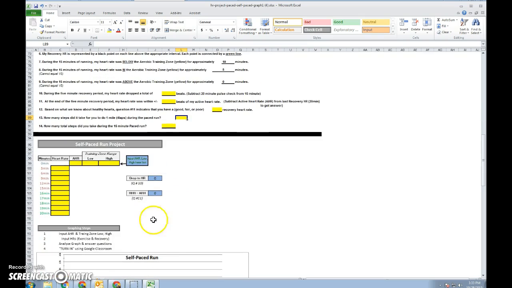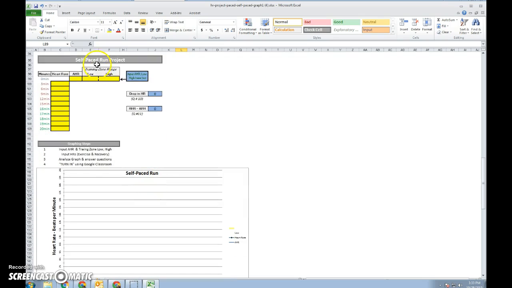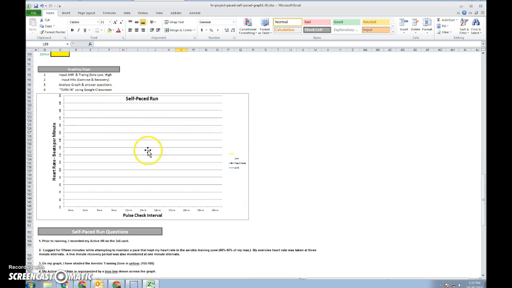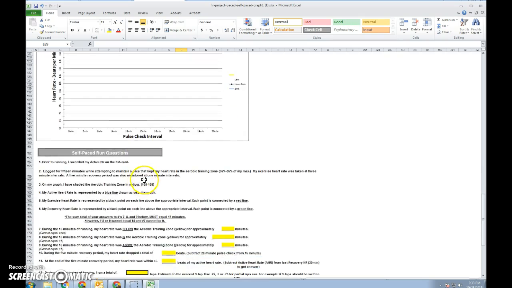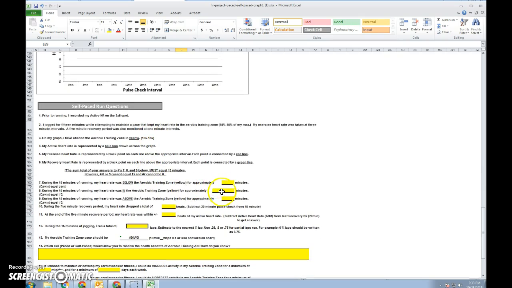You'd continue on and do the same thing for your self-paced project. Enter your training zone, active heart rate, all your data points. Taking a look at your graph, you will respond to these questions. On the second graph, you will also need to include the total number of laps that you ran. This is question number 12.